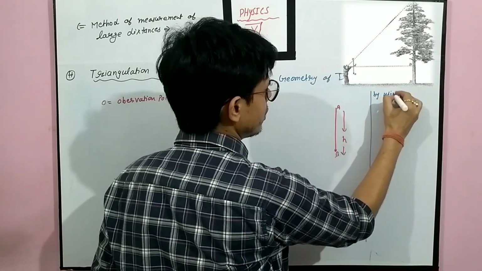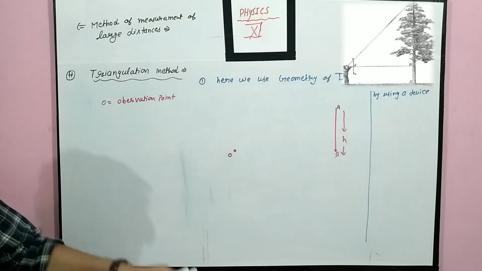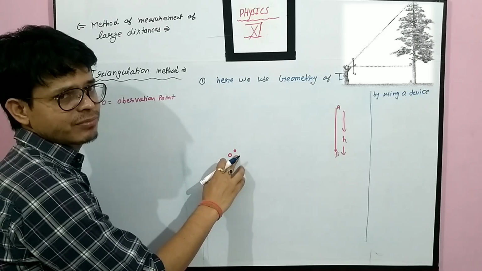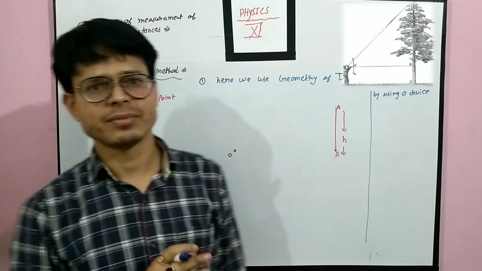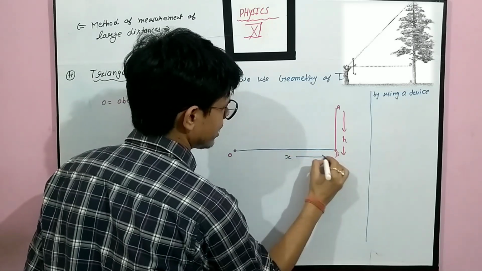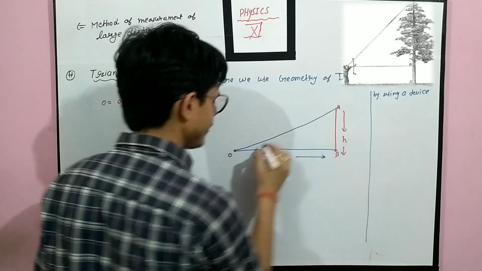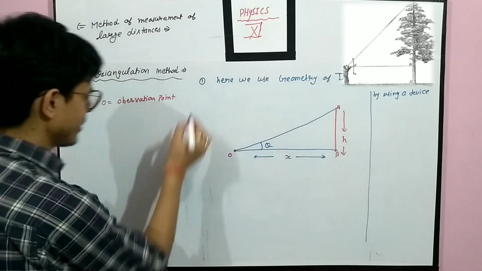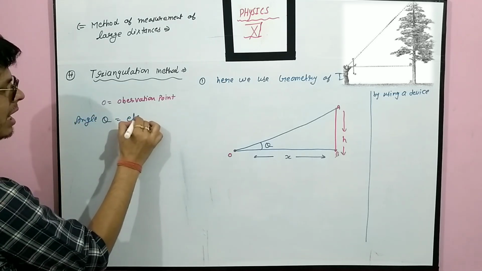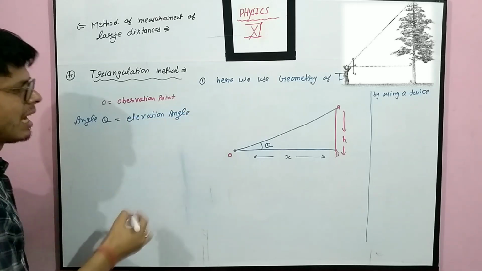we will find out the elevation angle here. Which angle? Elevation angle. See, suppose the distance of this tree is x. And O is the observation point. So from the observation point we will find out this angle theta. Theta is called the elevation angle. Everybody knows you have used elevation angle in mathematics.